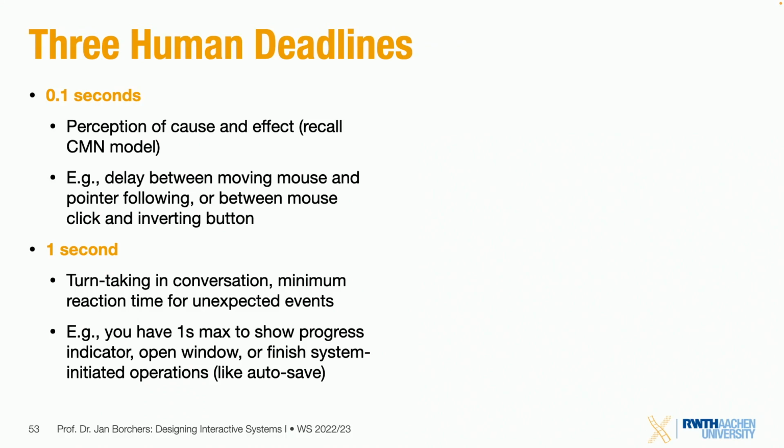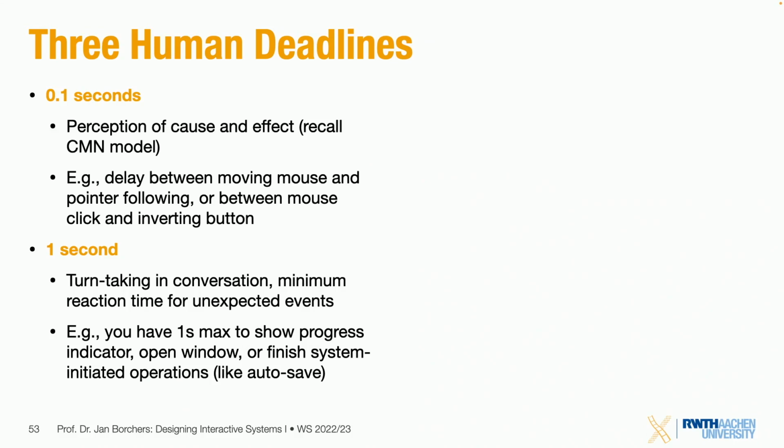The next deadline Jeff Johnson introduces is 1 second, and that is derived from turn taking in conversations. If you and I have a discussion and I say something and I stop talking, after about a second, you will react in some way, even if it's just nodding, or maybe starting to speak yourself. If you wait much longer than 1 second, it's going to feel off in human conversation. So that's why there is this second deadline of turn taking.